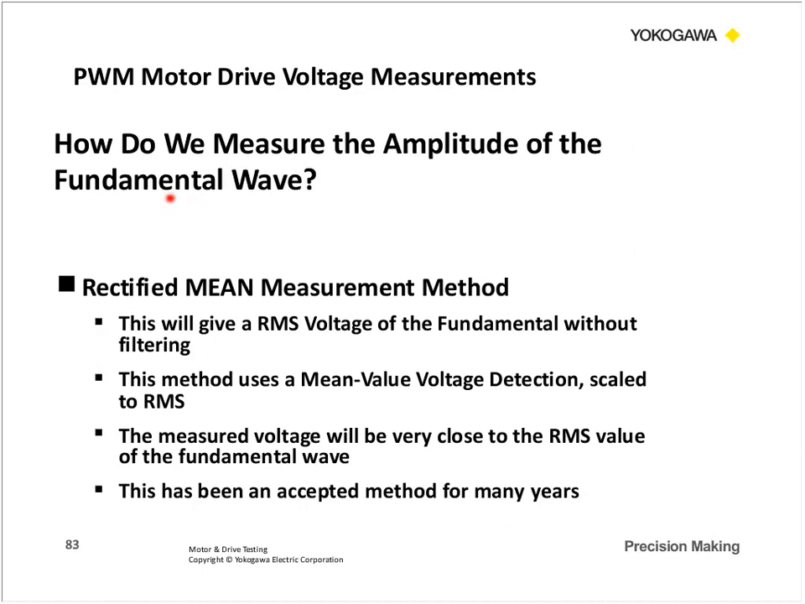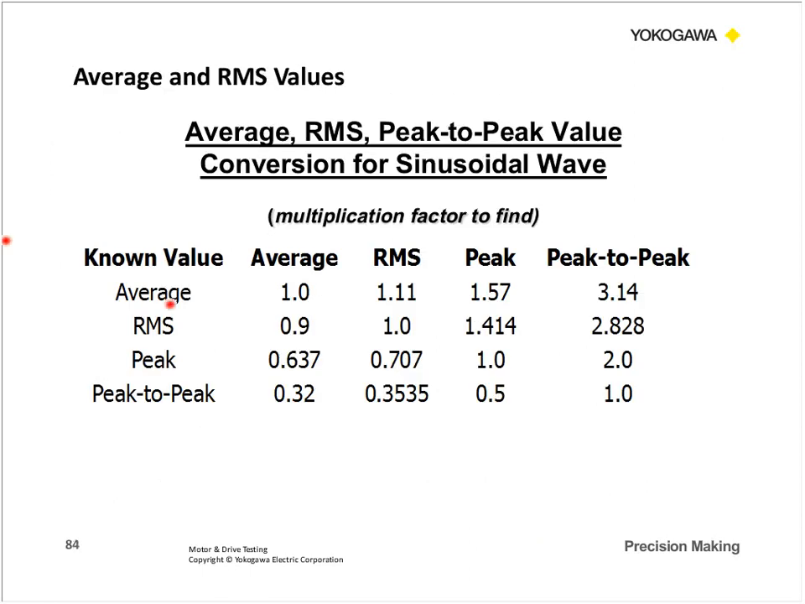So how are we going to measure that fundamental? Well, here's where that mean measurement came in. This is a half cycle average or mean, or rectified, several different terms, but it's a way of getting the fundamental voltage. And then we scale it to RMS with that 1.11 multiplier. So we can get this RMS voltage of the fundamental without filtering. And this has been used for a long time. It's been very well accepted for many years. Remember, if we know the half cycle average, or the mean value, and we want to get the RMS, we multiply this mean by 1.11. And that's all done inside the instrumentation usually.